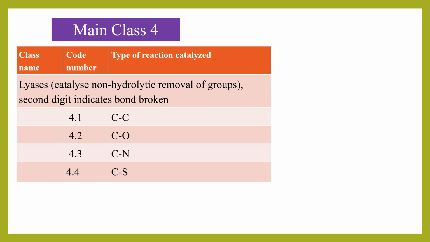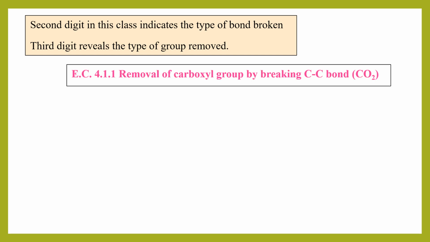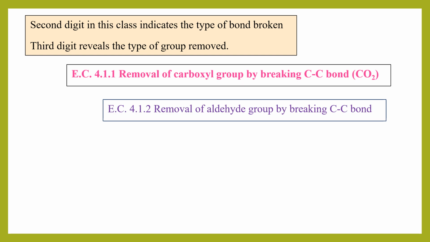We have seen that the second digit is indicating the type of bond which is broken, while the third digit is revealing the type of group which is removed. Say for example in the subclass 4.1.1, the second digit one is indicating that it is the carbon-carbon bond which is broken, while the third digit one is indicating that the broken carbon is removed in the form of carbon dioxide. So here it is the removal of carboxyl group by breaking carbon-carbon bond in the form of carbon dioxide.